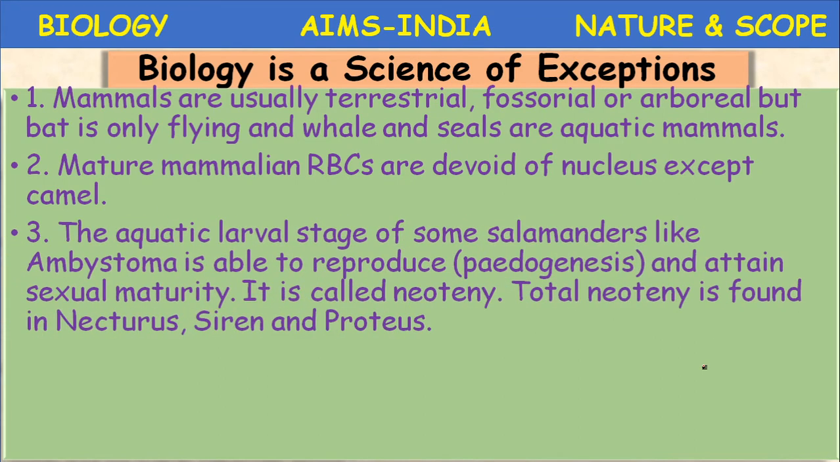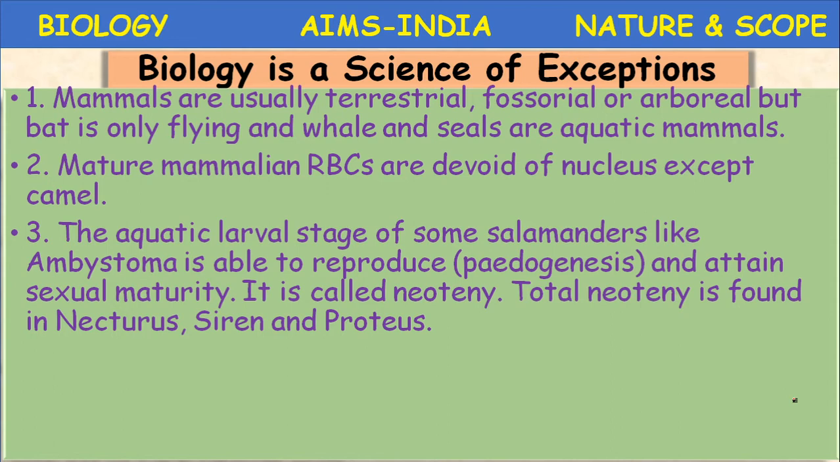Next, the aquatic stage of some salamanders. Salamanders are amphibians which live on land and in water. Okay. Some salamanders like Ambystoma are able to reproduce by pedogenesis and attain sexual maturity. It means the Ambystoma larva itself gets the ability to reproduce, that is called pedogenesis, and it attains sexual maturity. The phenomenon is called neoteny. Neoteny. You will study it in higher classes.